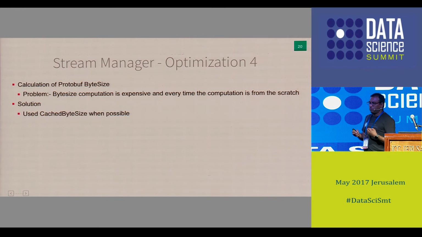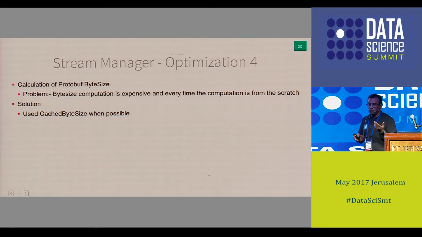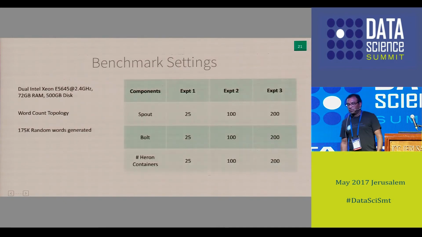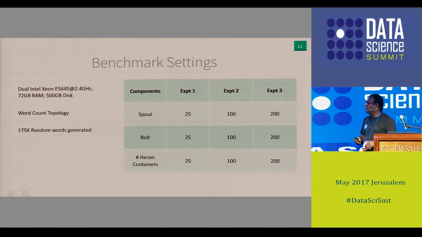Then optimization 4, again, calculation of protobuf byte size. The byte size computation is so expensive, like we saw 12% of the time going there, right? So instead of computing every time from scratch, we use something called a cached byte size, where the size is kept around. And once we did this, we said, okay, let's try to benchmark it. How much faster did it get?